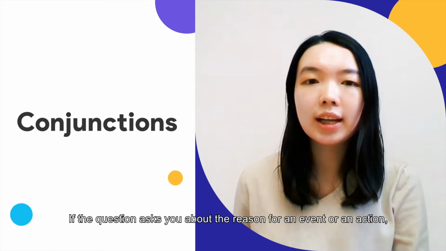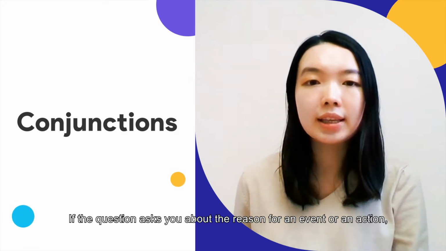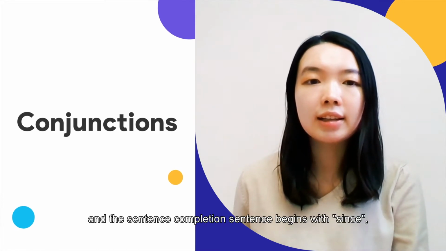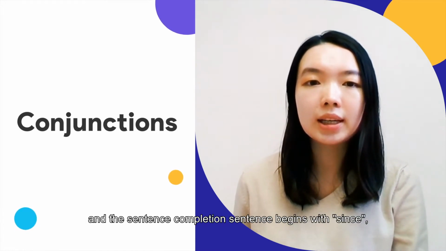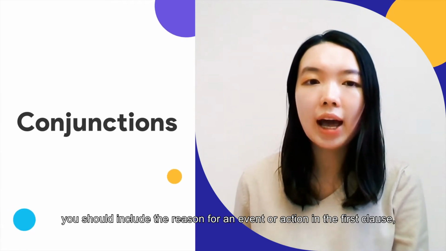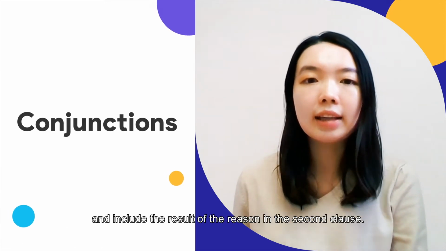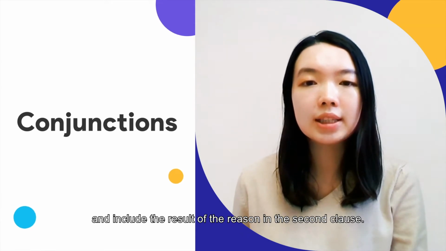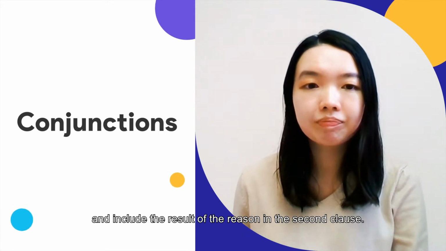Take the conjunction since as an example. If the question asks you about the reason for an event or an action, and the sentence completion sentence begins with since, you should include the reason for an event or action in the first clause, and include the result of the reason in the second clause.